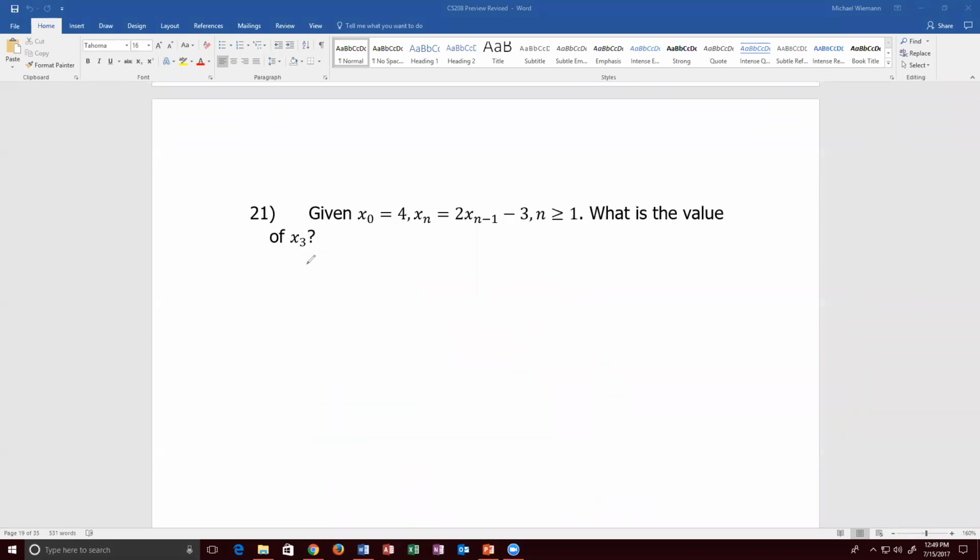Number 21 should look very familiar because I have it in here twice. I'm going to say C number 18 because I just did this problem a minute ago and I'm not going to redo my review sheet. So this is C number 18 inside of the recording.